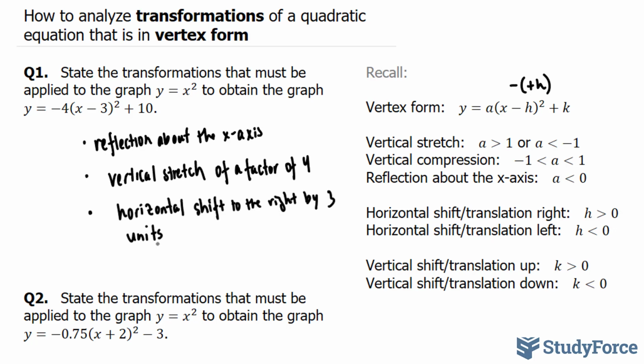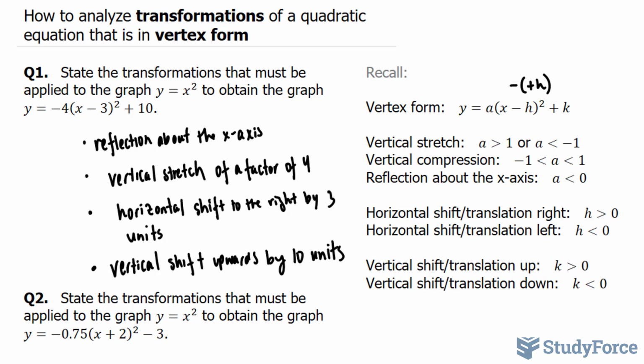The next letter that we will analyze is this k. And we learned that this k is responsible for pushing the parabola upwards or downwards. If it's positive, it's pushed up. If it's negative, it is pushed down. So in our case here, we would have a vertical shift upwards by 10 units. So let's write that down. And so there you have it. These are the transformations for this equation.